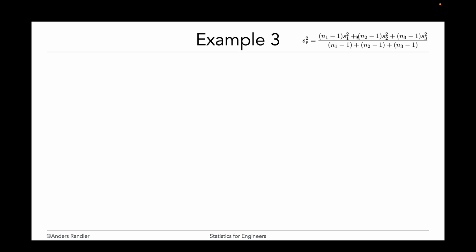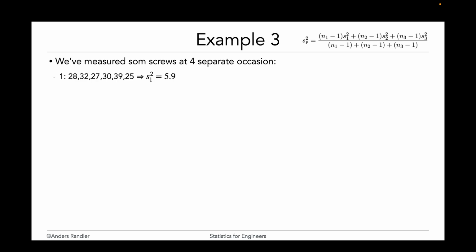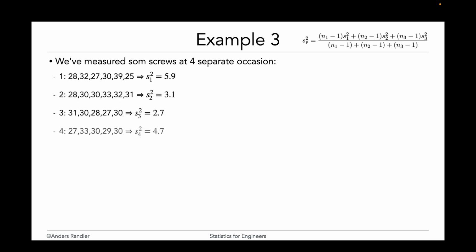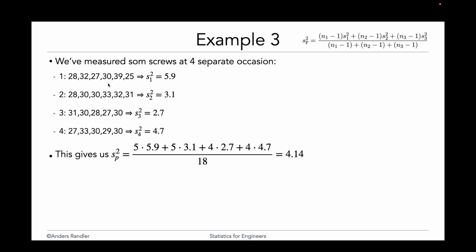An example, and I've given you the formula to remember. So let's say we have measured some screws on 4 separate occasions. And I get the first is this one, second, third, and fourth. I want to have a pooled estimate of the variance. So what I will be doing then is, I will go for 1, 2, 3, 4, 5, 6 values, 6 values, 5, and 5. So that means I'm multiplying with 5, 5, 4, 4. And I will be dividing with 18, of course.